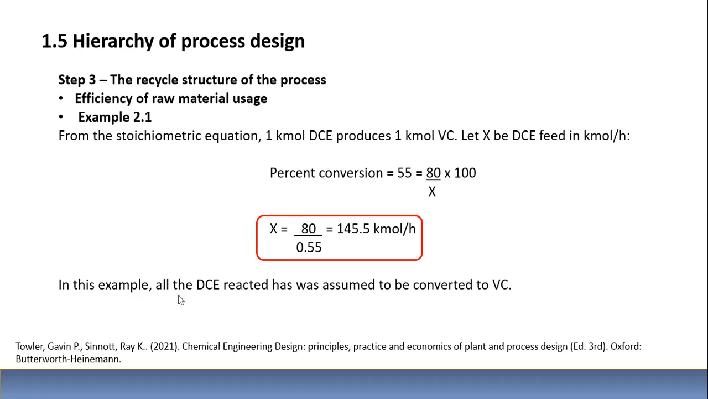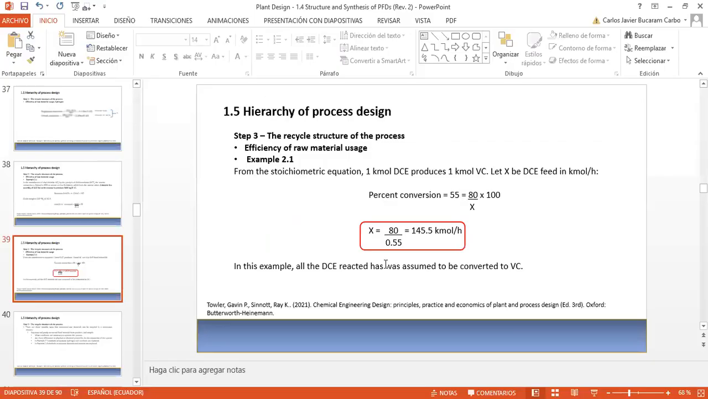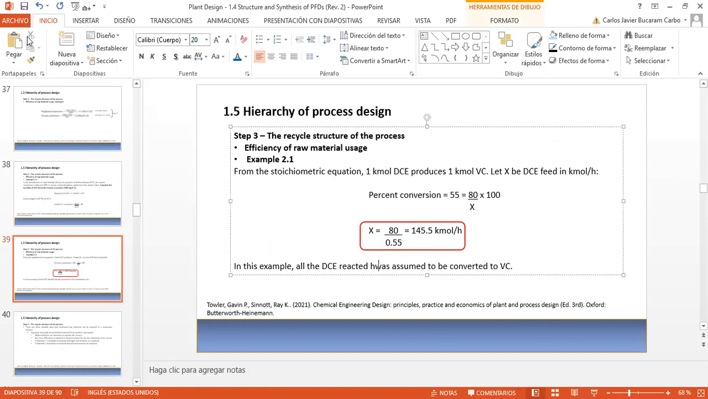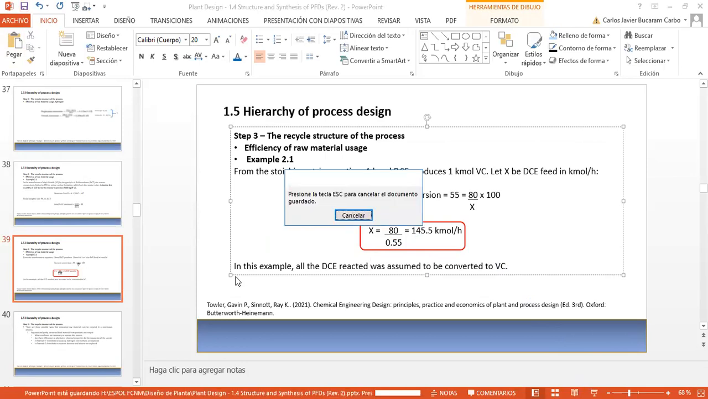So in this example, all the dichloroethane reacted was assumed to be converted to vinyl chloride. Let me correct this. Was assumed. There you go. Was assumed to be converted to vinyl chloride. Okay. Let's move on.